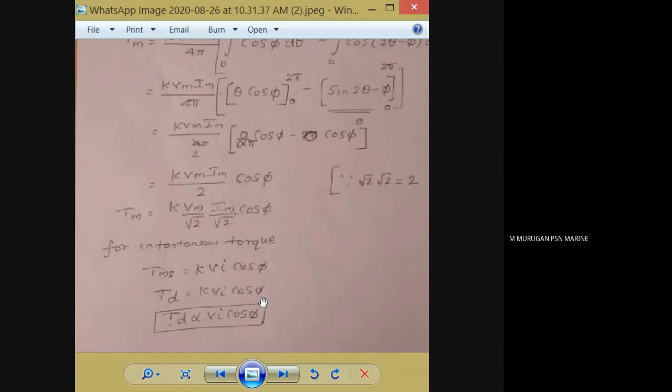So I can say the deflecting torque is directly proportional to V I cos pi. So in this manner, we say that the deflecting torque is directly proportional to the voltage, current and cos pi value. Here cos pi is nothing but generally we say the power value. So with this note, I want to conclude the session.